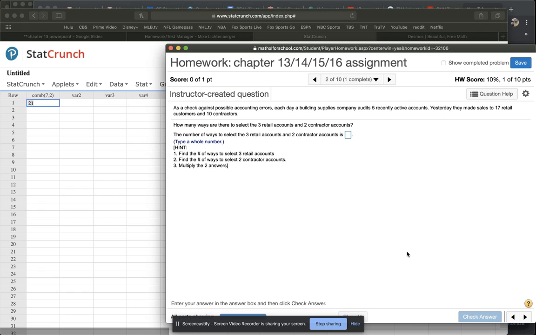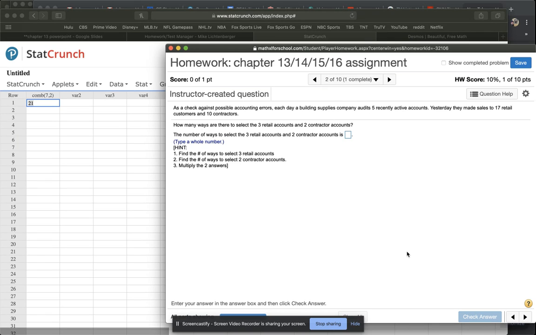Okay. All right. As a check against possible accounting errors, each day a building supplies company audits 5 recently active accounts. Yesterday, they made sales to 17 retail customers and 10 contractors. How many ways are there to select the 3 retail accounts and 2 contractor accounts?